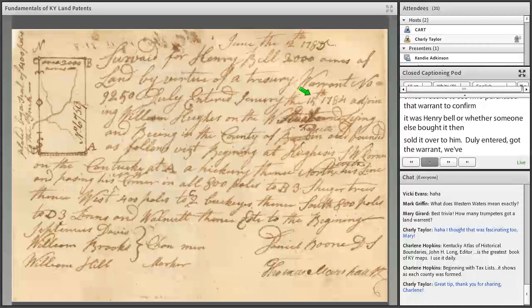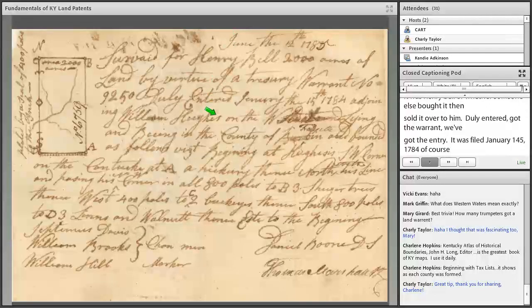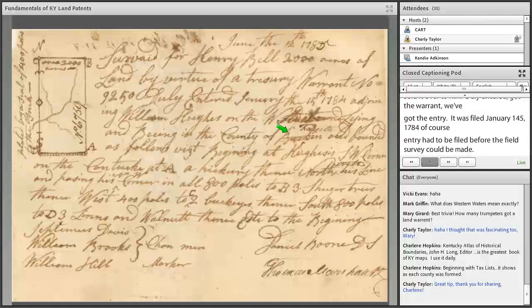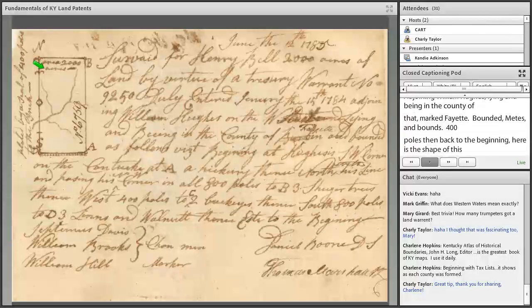And of course, the entry had to be filed before the field survey could be made. Adjoining William Hughes, lying in the county of, and he marked that Bourbon and put Fayette, and bounded, metes and bounds, 800 poles, so forth, 400 poles, then back to the beginning. Here is the shape of this tract that's being patented. And he is giving us a citation of the Kentuck.